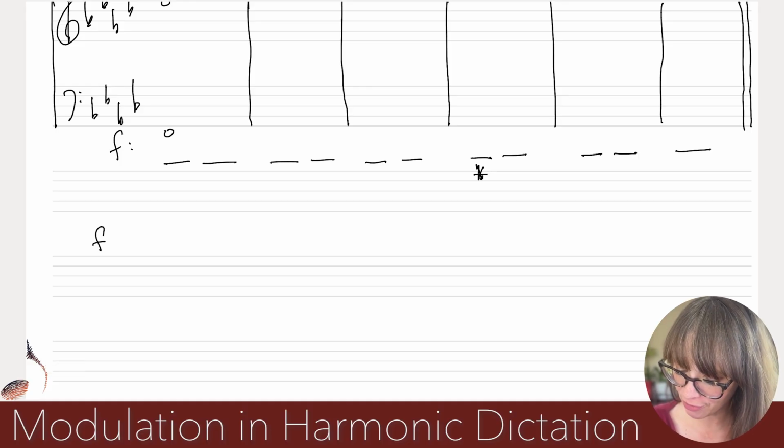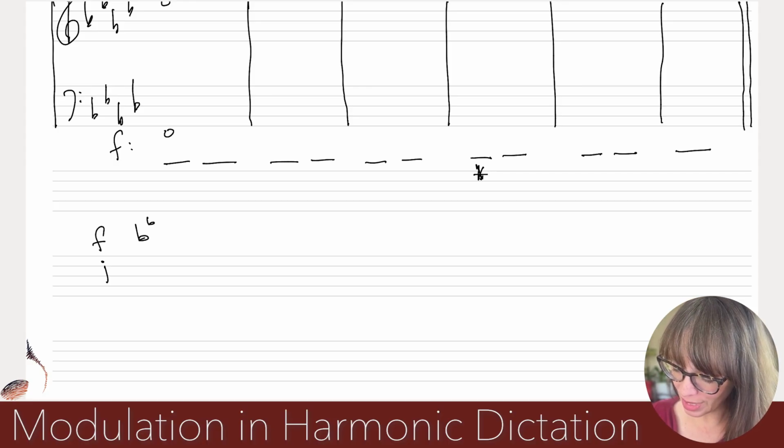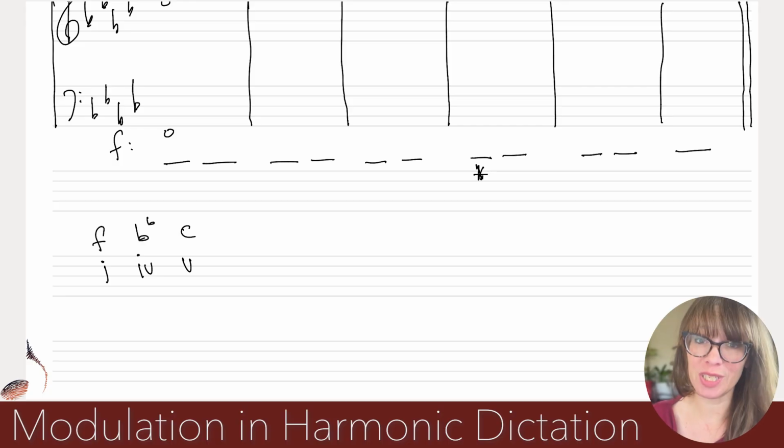If we start in F minor, that is our tonic key. It has 4 flats. The 4 chord is B flat minor, and that's going to have 5 flats. C minor would have 3 flats. So this has 4, this would have 5, and this would have 3.